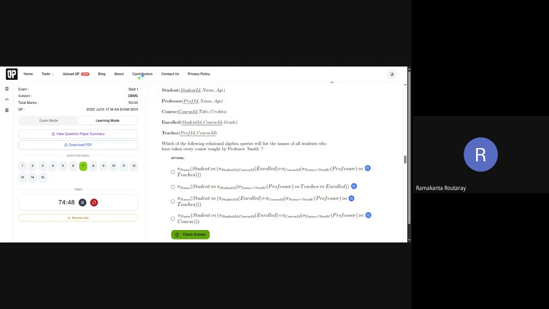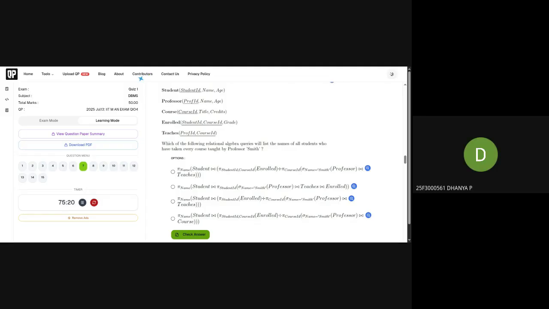And the last option takes the names of students who take every course. So course is not there in option B, so we should immediately exclude that. In the last option, I think everything is the same as the first, but it is joining with the course instead of teachers, because what we want is the teacher having the name Smith.